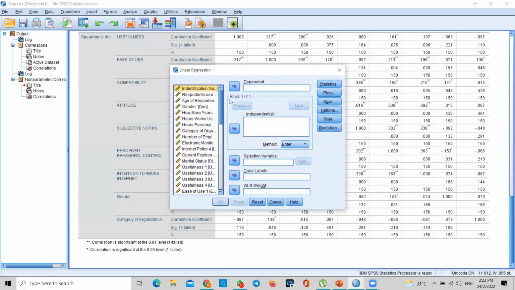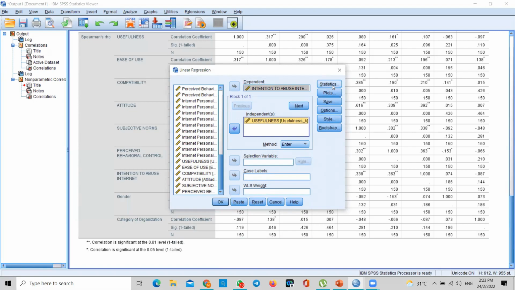So let me run one simple regression just quickly. This is our dependent variable. So our dependent variable is intention to use. So I put it here, intention to abuse internet. And I take only one independent, so usefulness. In this case, this is a simple regression because I have 1 against 1.